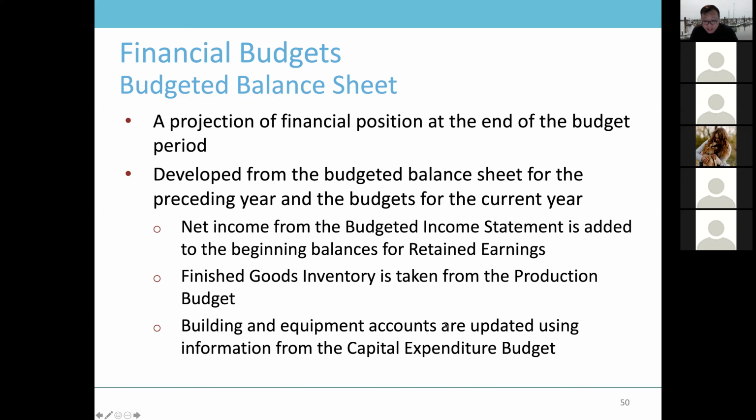Building and equipment account. Basically, you have a capital expenditure budget. How much do you want to invest in new tools, new software, new equipment? If yes, and when, how much are you going to spend? That's your capital expenditure budget, so that relates to your long-term assets on the balance sheet.